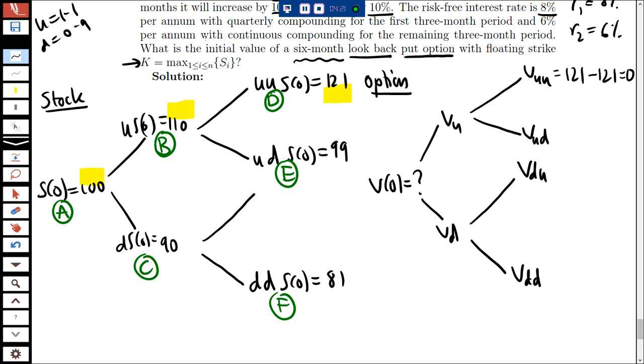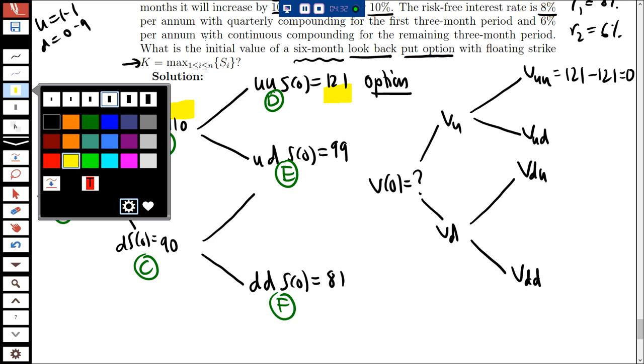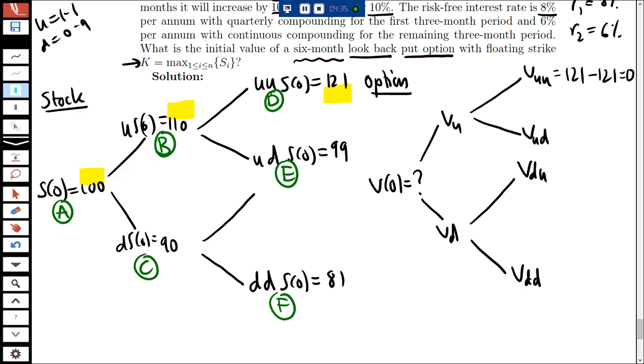Okay, now suppose we're at E. We got there from an up and a down. Let's try a different color. The biggest share price, if we're here and looking backwards, could be 99, 110 or 100. So the biggest is 110. So K is 110 minus the share price, which gives a value of 11.